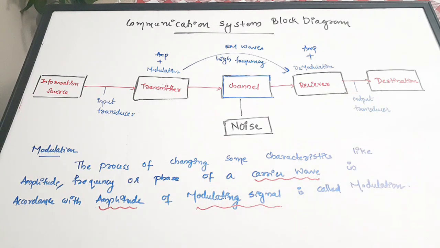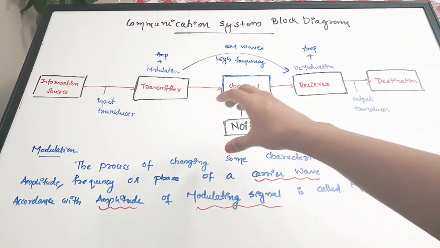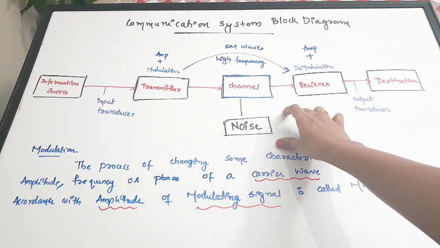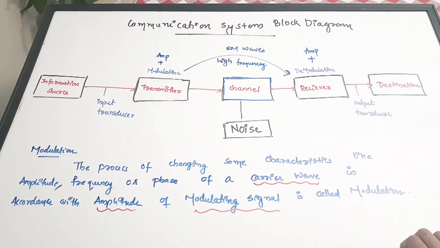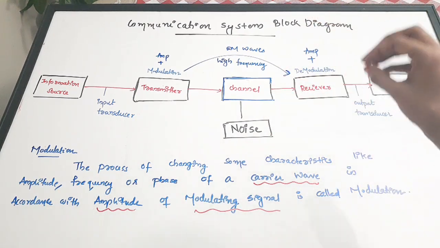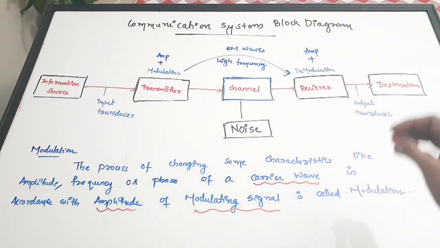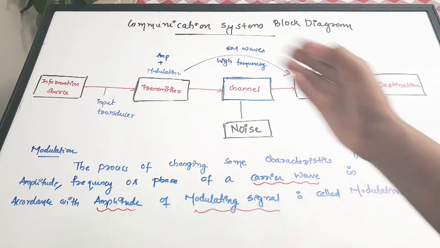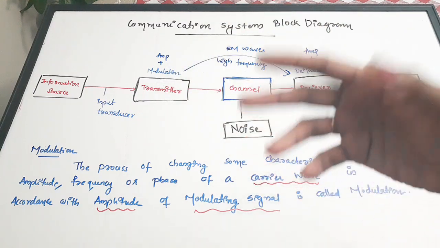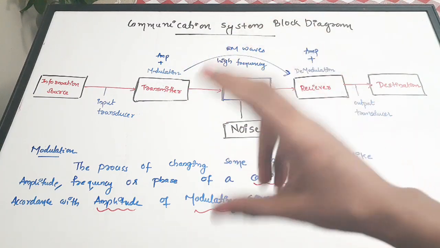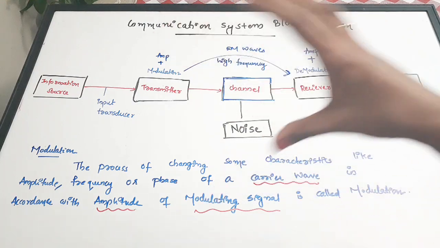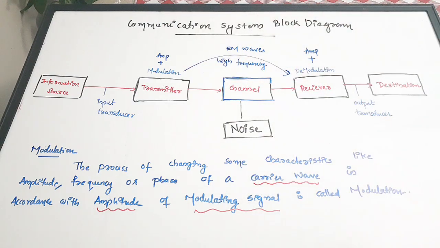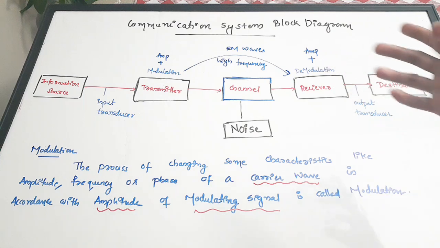And also there will be some filtering units. Why? Because we need to remove this noise. To remove the noise, we will be using some filters also, but the main two elements are the amplification and demodulation unit. And then there is an output transducer. Why? On the input side, we have converted the non-electrical quantity to electrical quantity, so that it is easy for us to transmit or to make it travel.